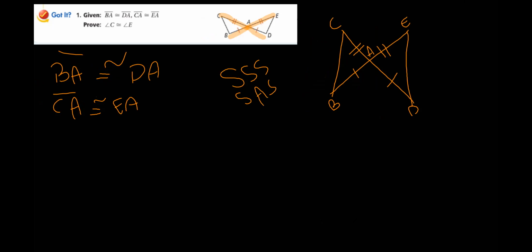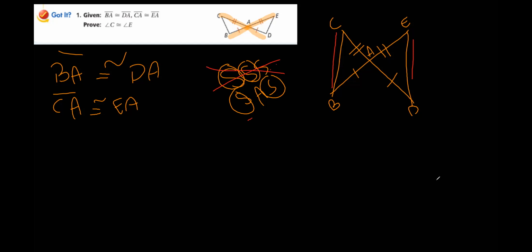So here I have these sides. I need now either a side or an angle. Can you show me a third side that is congruent with another side in the other triangle? There's no congruent side. There's no given information showing that this side is congruent with this side. So I cannot use SSS.